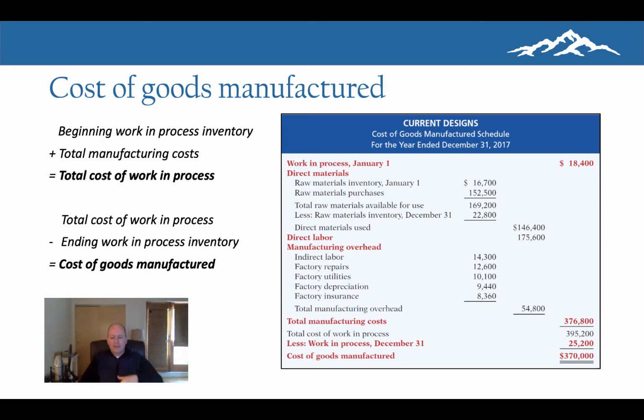And then from there, we calculate our total manufacturing costs, direct materials, direct labor, manufacturing overhead. And we end up with $376,800 in manufacturing costs. So we take our work in process at January 1, $18,400. We add our total manufacturing costs of $376,800. So our total cost of work in process for the year is $395,200. At the end of the year, in work in process inventory, we have $25,200 worth of work in process inventory. Therefore, the cost of goods manufactured was $370,000.